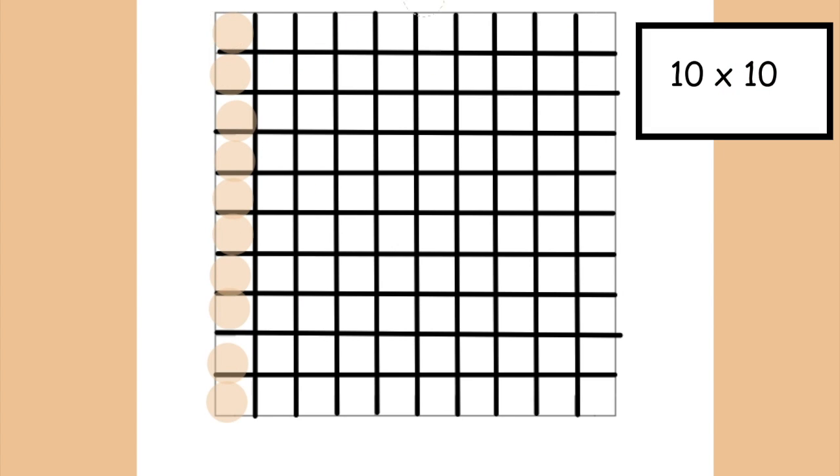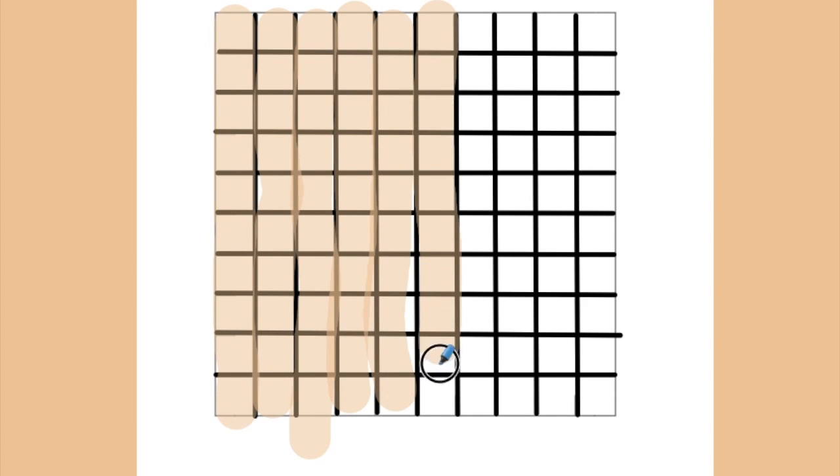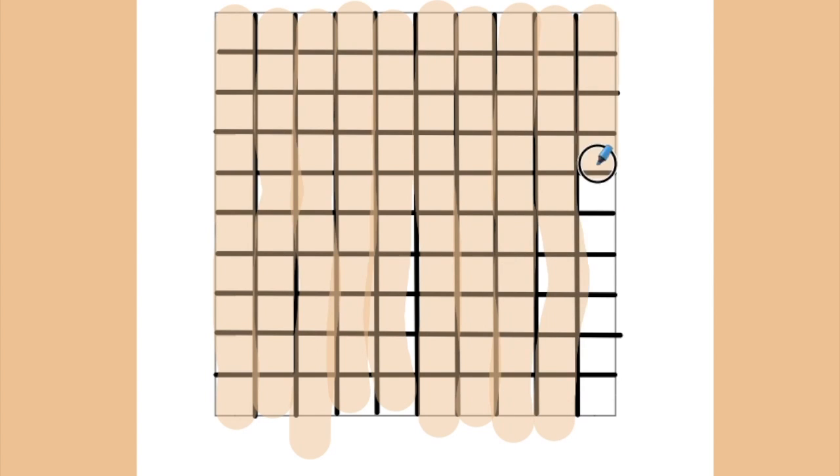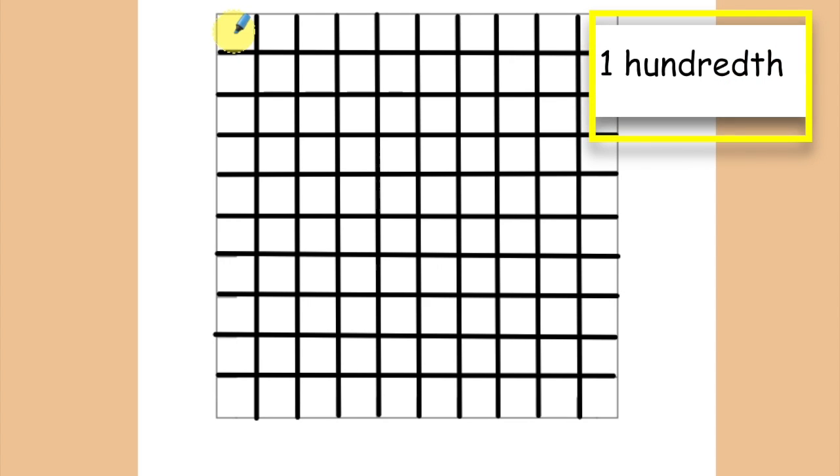That's 10 groups of 10. Let's count it out. 10, 20, 30, 40, 50, 60, 70, 80, 90, 100. Our unit square has been cut up into 100 equal parts. So we will continue to use yellow as the color to represent the hundredths that we color in.